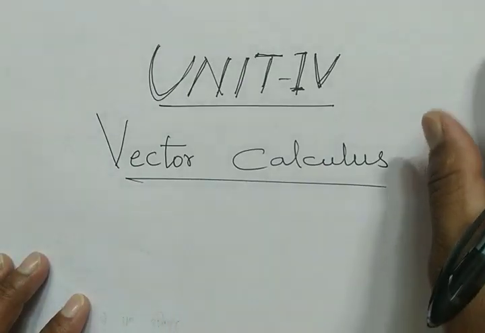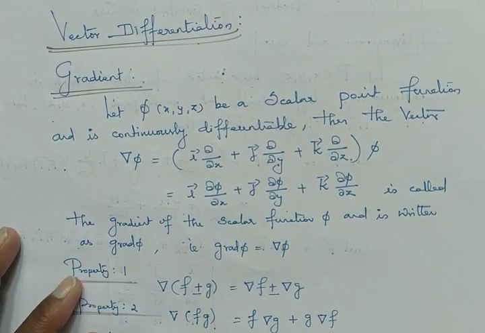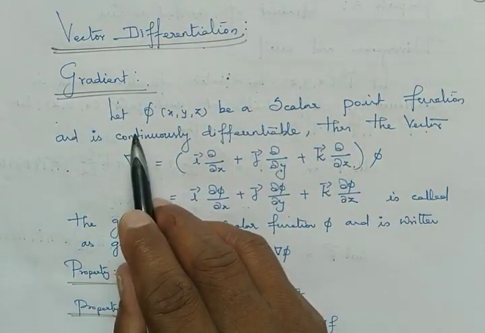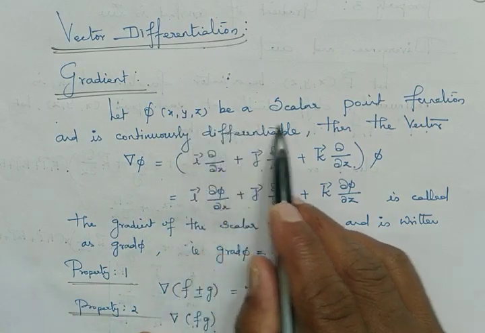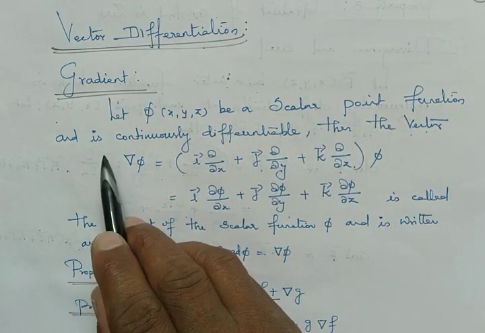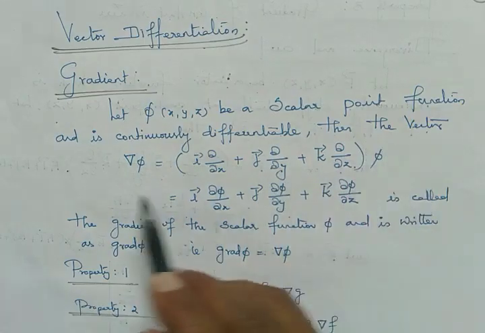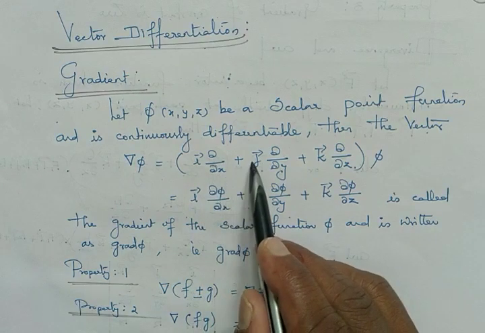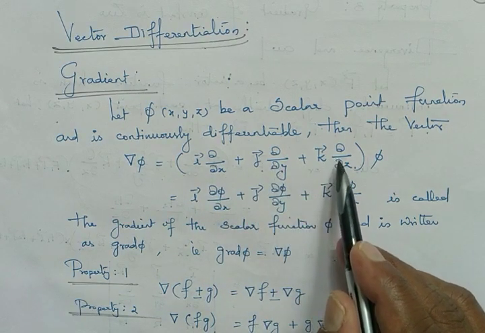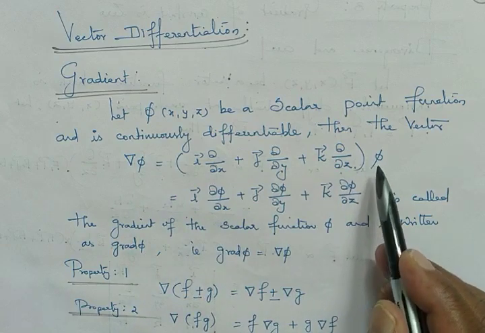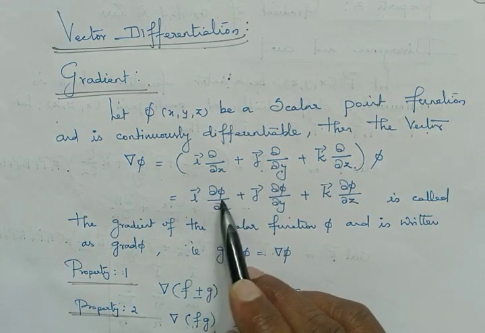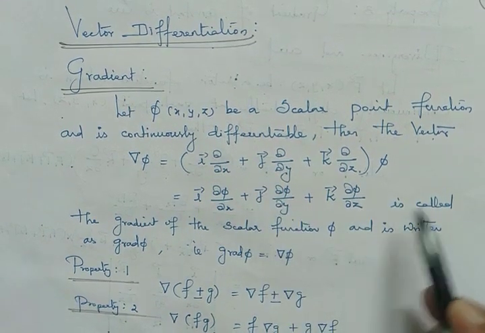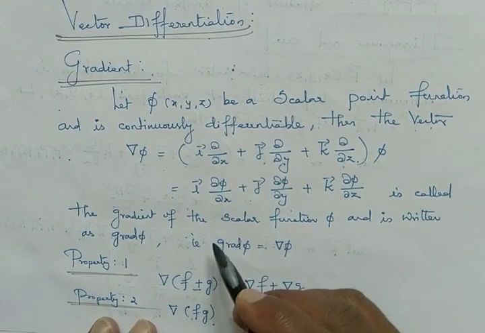In this vector calculus, the first part is vector differentiation. In this, the first is the gradient. Let phi of x, y, z be a scalar point function and continuously differentiable. Then the vector del is i vector into dou by dou x plus j vector into dou by dou y plus k vector into dou by dou z. Phi is a scalar. So now, taking inside i vector into dou by dou x plus j vector into dou by dou y plus k vector into dou by dou z, it is called the gradient of the scalar function.